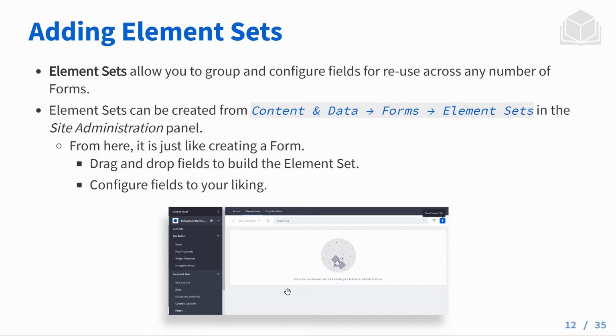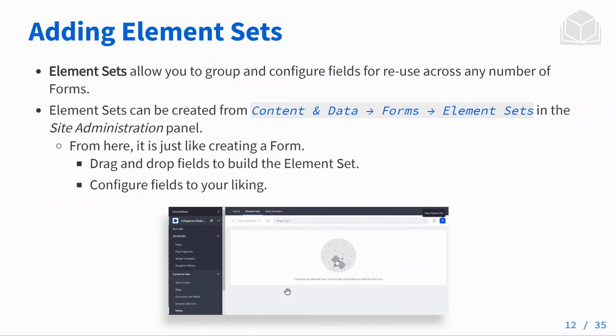So if you need to gather specific files from your end users, you can use that upload feature. Sometimes if we're creating a form, there might be a set number of fields that appear in many different forms. So what we can do is create what's known as an element set. An element set, simply put, is just a collection of fields that we can use throughout the different forms that we create, thus making them reusable. We can create those element sets from the site administration section, content and data, forms, element sets, and then go from there, picking and choosing which fields you want for the forms that you're going to create.